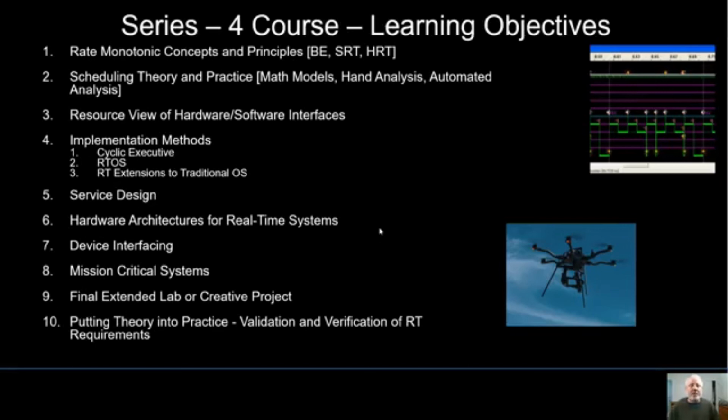But either way, you learn to put theory into practice, and you really, in the final course, learn to use methods of validation and verification of real-time requirements and timing constraints to get something to work that you've built yourself. So if you go through the entire series, you can really consider yourself an intermediate to advanced practitioner who has some experience building a system.